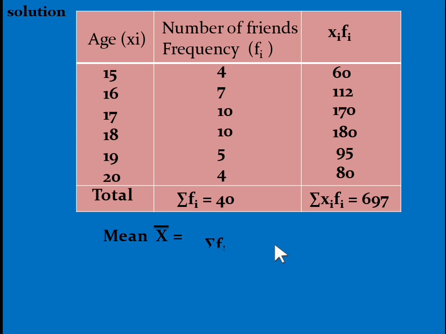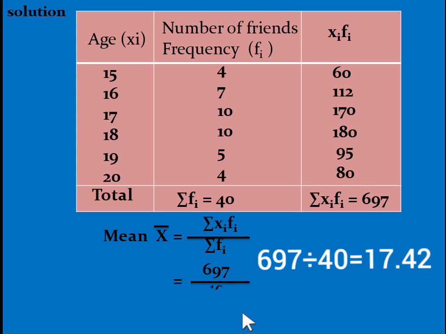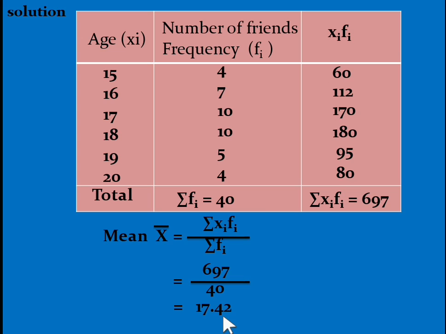Therefore mean is equals to summation of xi fi by summation of fi. Summation of xi fi is 697 divided by summation of fi is 40. 697 divided by 40 is equals to 17.42. So this is the average age of my friends. So in this way we can solve the problems. Let's move to the next problem.